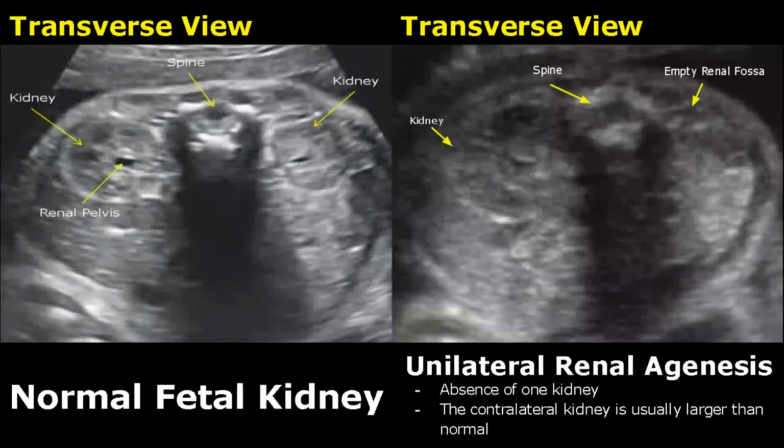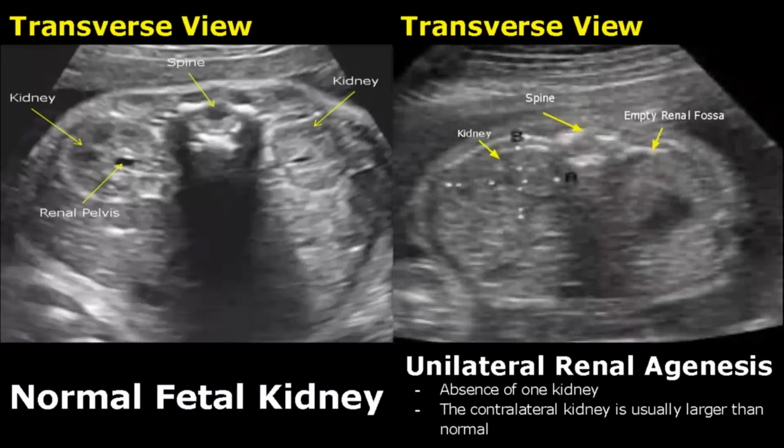In unilateral renal agenesis, there is absence of one kidney. In the normal image you can see two kidneys, whereas in this image there is only one. There is an empty renal fossa, there is no kidney present here, and this kidney is enlarged. It is usually because of compensatory mechanisms. Here we have another image of unilateral renal agenesis. We can only see one kidney here and there is an empty renal fossa.